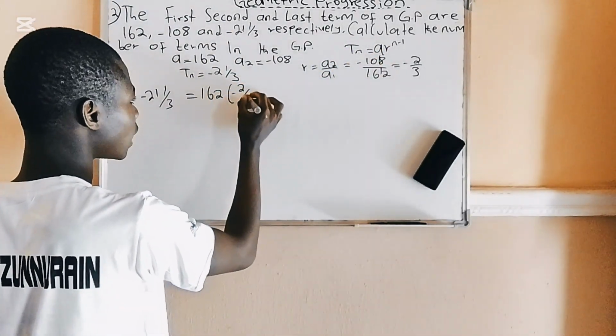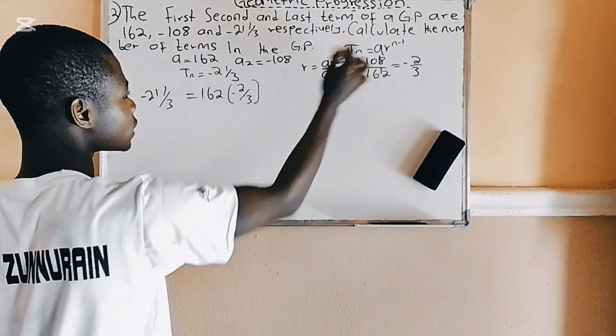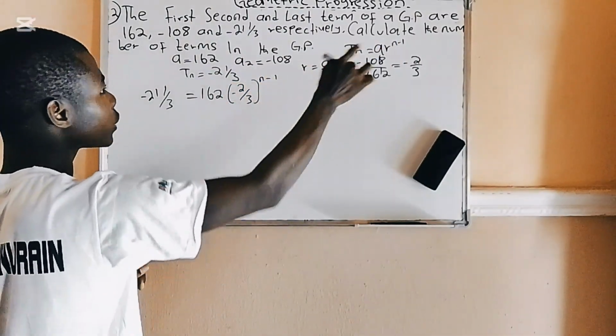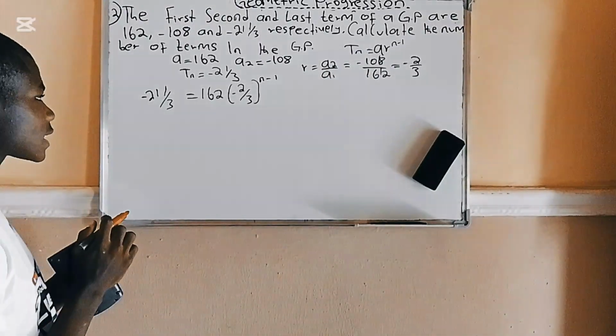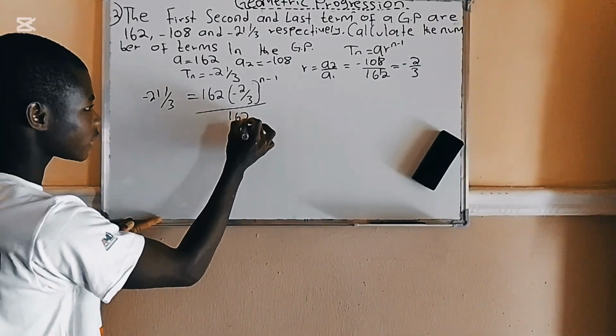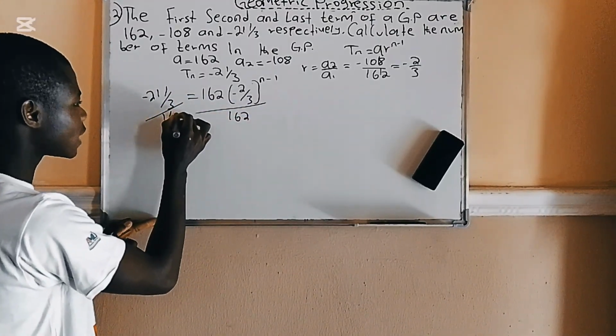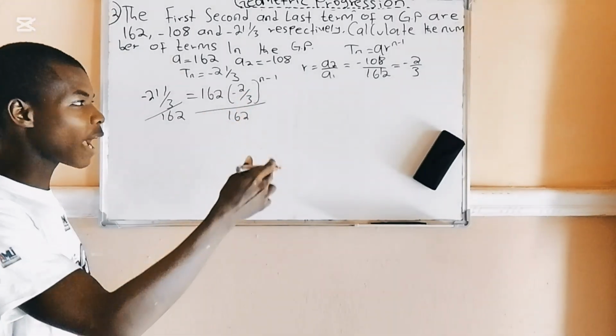Minus 2 over 3 raised to the power of n minus 1, because we are looking for the number of terms. So the next thing I'm going to do, I have to divide both sides by 162 in order to be able to find the value of n minus 1.